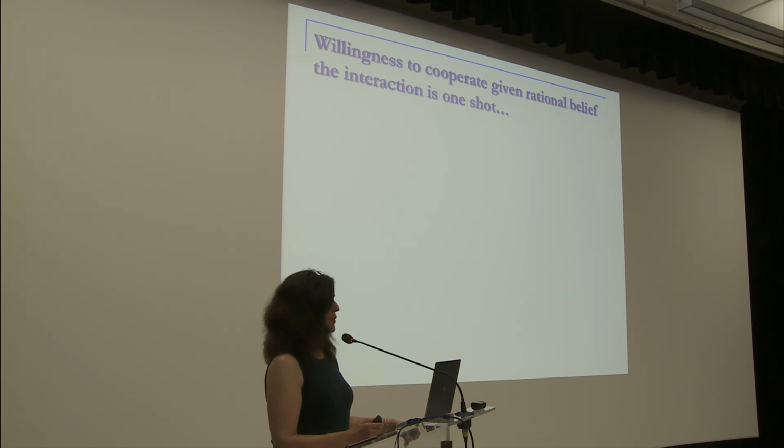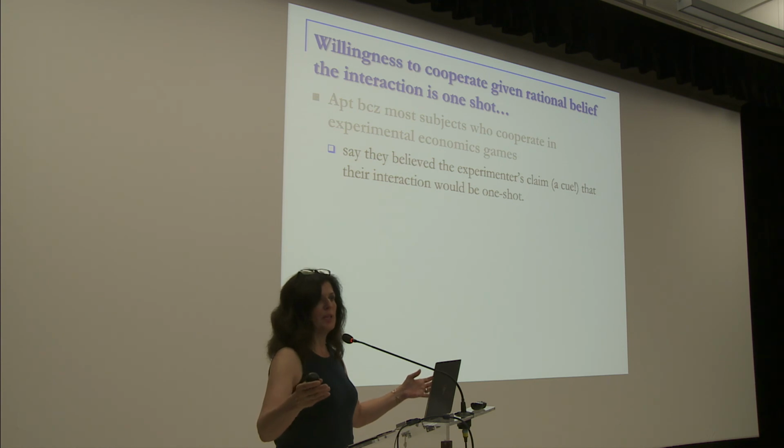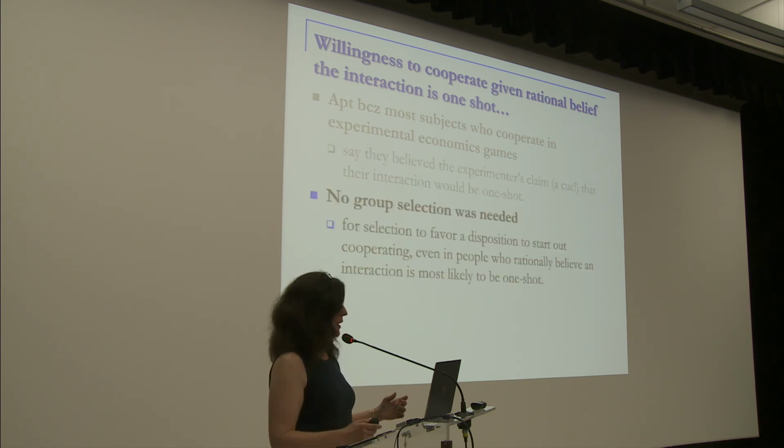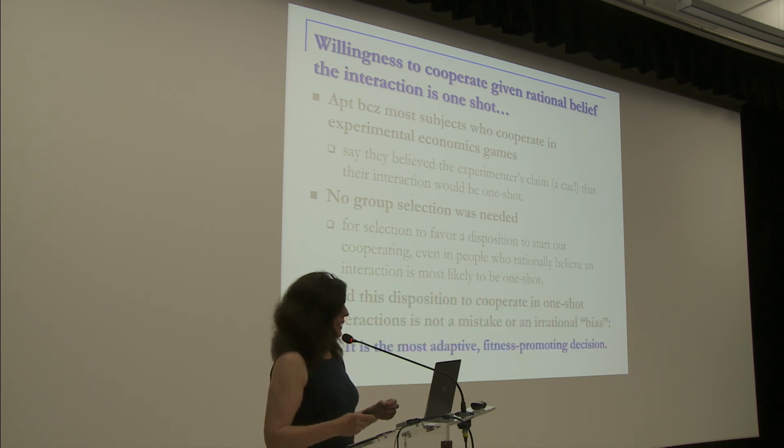So willingness to cooperate given a rational belief the interaction is one-shot, that second set of simulations, is very apt, because most subjects who cooperate in experimental economic games say that they believe the experimenter's claim that their interaction would be one-shot. Remember, the experimenter's claim is just another cue from the environment. No group selection was needed to favor this disposition to start cooperating, even given your rational belief it's one-shot. And the disposition to cooperate in one-shot interactions was not a mistake. It was not an irrational bias. It's the most adaptive, fitness-promoting decision you could make.